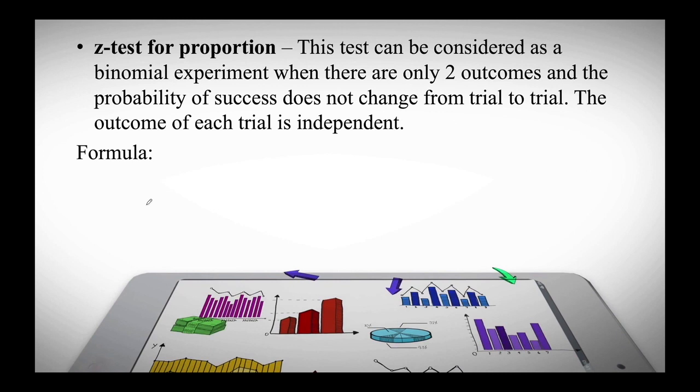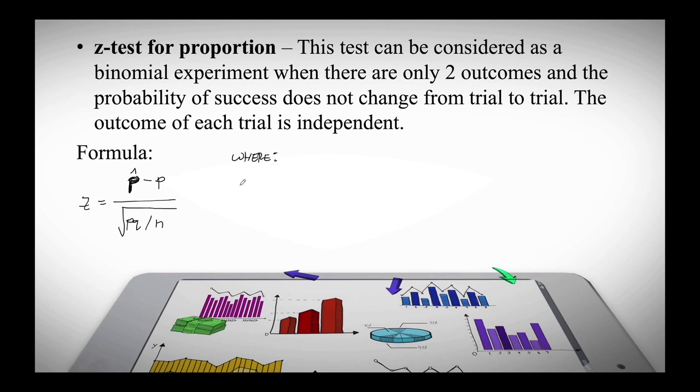So, for the formula for z-test for proportion, let's have z equals p hat, this is letter P, minus p for proportion, over the square root of p and q divided by n. What do those variables mean?